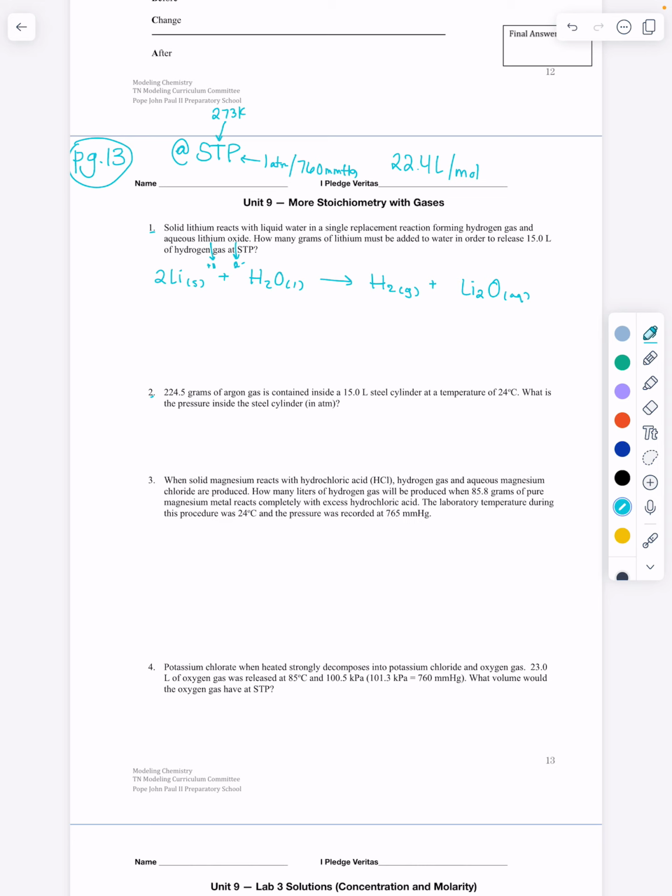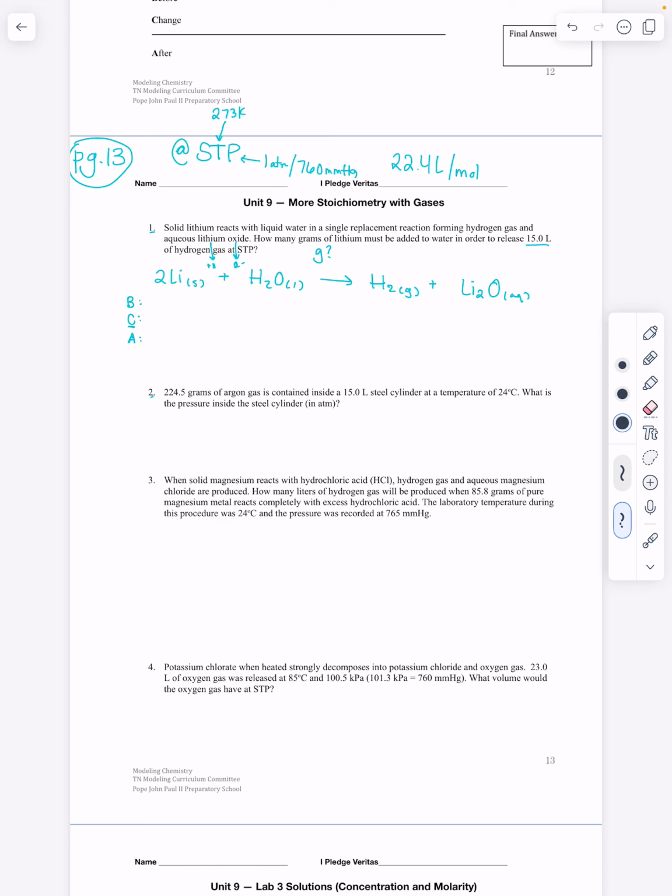Okay, so it says, how many grams of lithium must be added to water in order to release 15 liters of hydrogen gas at standard temperature and pressure. So it's basically asking how many grams of lithium are going to react, or in our BCA chart, the C, how much of that needs to react in order to release 15 liters of hydrogen gas. So say you're in the lab and you need 15 liters of hydrogen gas, and they're like, how much lithium do we need? And you can actually calculate this number.